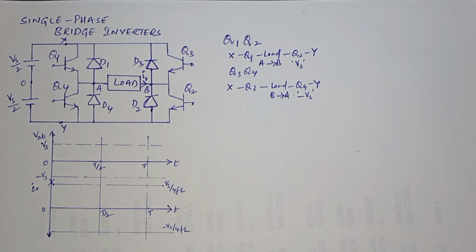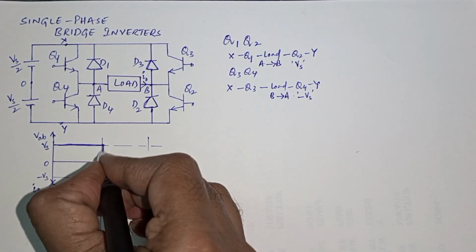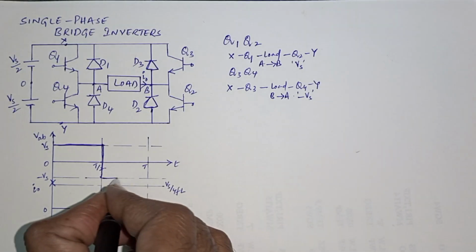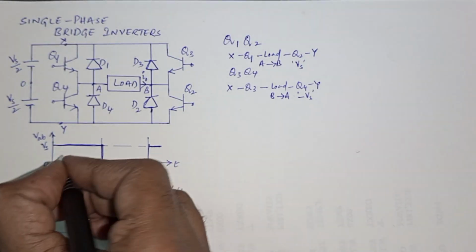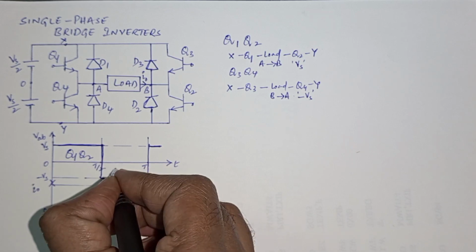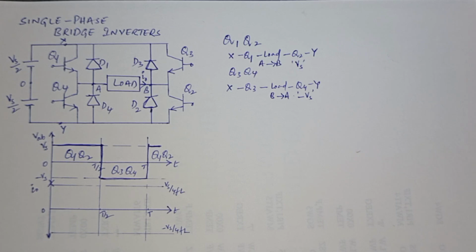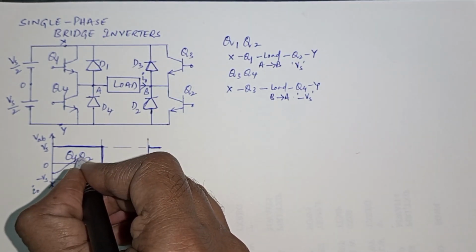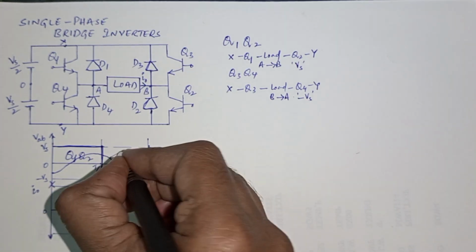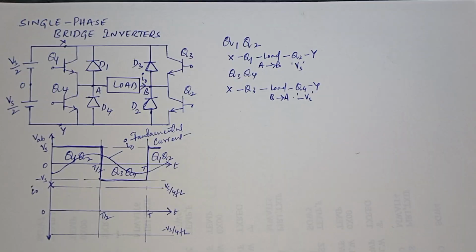Then the waveforms you can observe: between 0 to T by 2, the Vs is going to appear across the load. At T by 2, Q3, Q4 are turned on, so negative Vs is going to appear across the load up to T. Thereafter again Q1 and Q2. So this is Q1, Q2, and this is Q3, Q4, again Q1, Q2. The fundamental current I will be Vs by the load resistance. So this is I naught, the fundamental current in case of the resistive load.